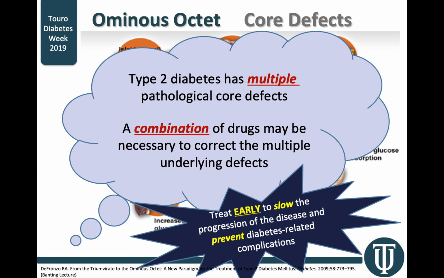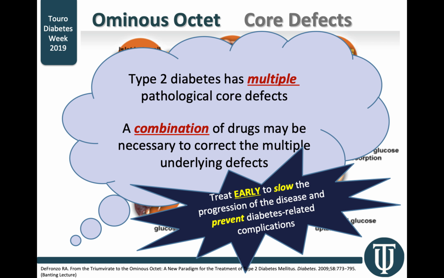So in a nutshell, there are multiple core defects that will impact the development of type 2 diabetes. And because there are multiple core defects, when it comes to treatment, we will need a combination of drugs to help hopefully manage the condition. So the key here is to treat as early as possible, to hopefully slow down the progression of the condition and to prevent complications.